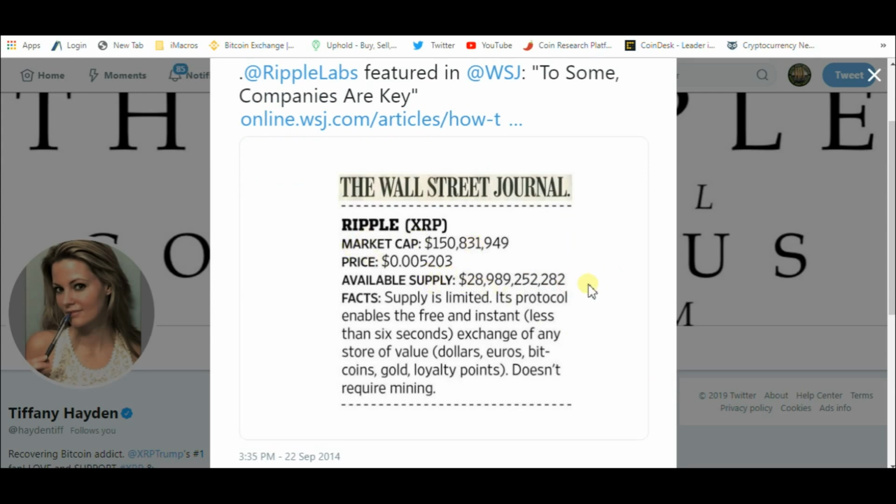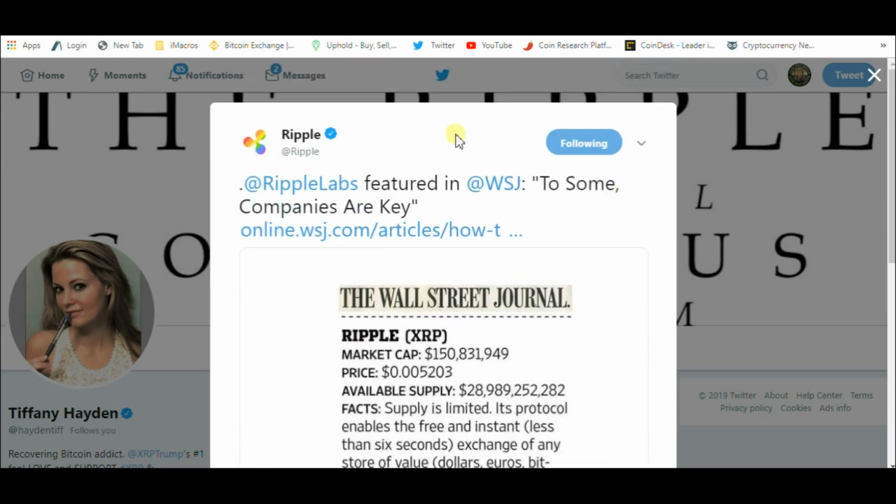And it was back in the day. Market cap 150 million. Available supply this. Facts. Supply is limited. Its protocol enables the free and instant, less than 6 seconds exchange of any store of value: dollars, euros, Bitcoin, gold, loyalty points. Doesn't require mining. So yeah, we've come a long way.